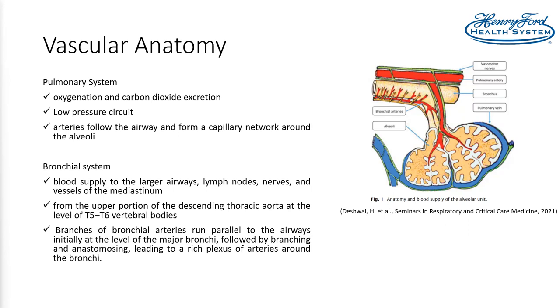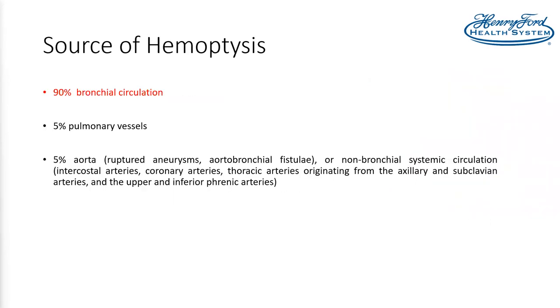The reason I'm mentioning this is the next slide, where the source of hemoptysis is usually, in 90% of cases, the bronchial circulation. This is where someone came up with bronchial artery embolization. 5% of the cases are from the pulmonary vessels, and the other 5% is other stuff, like ruptured aneurysms, aortobronchial fistulas, and non-bronchial systemic circulation, like the intercostal arteries and all the rest. So this is something very important to keep in mind.